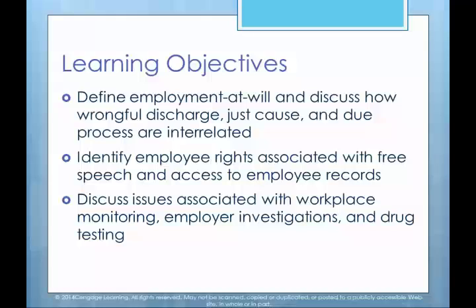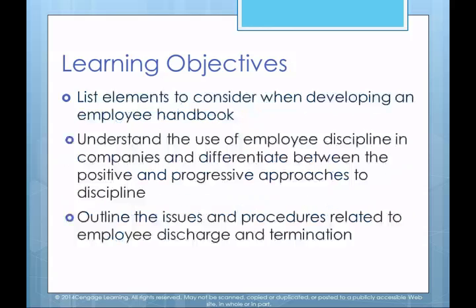So the learning objectives for the chapter are to define employment at will and discuss how wrongful discharge, just cause, and due process are interrelated. Identify employees' rights associated with free speech and access to employee records. Discuss issues associated with workplace monitoring, employer investigations, and drug testing.